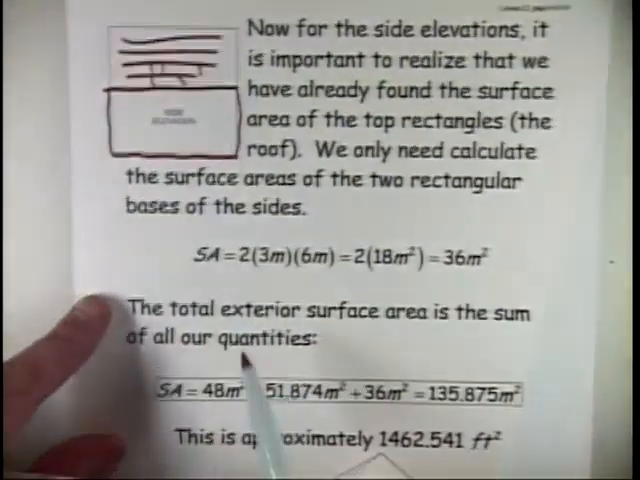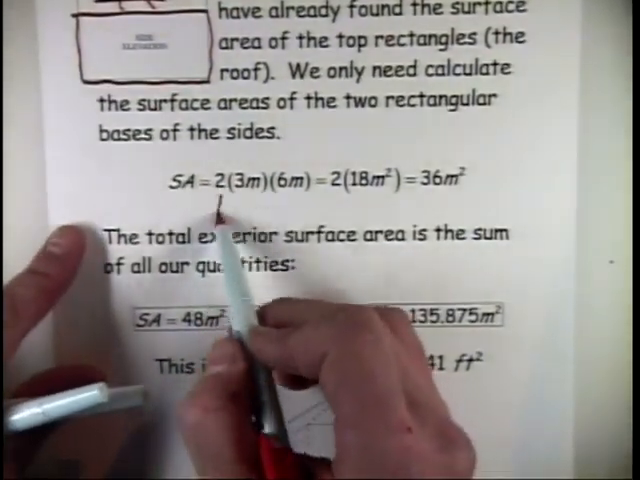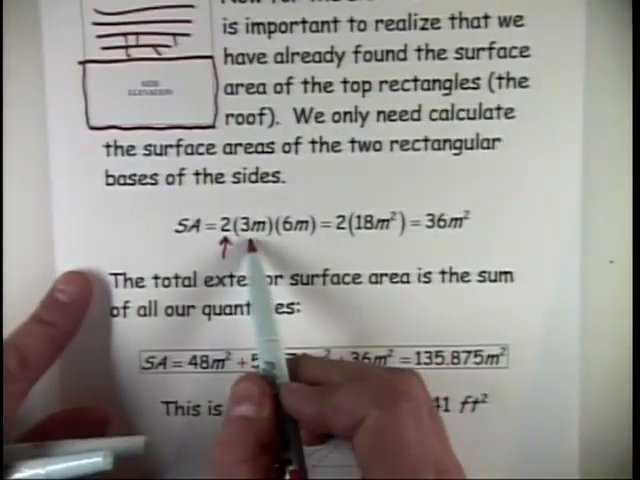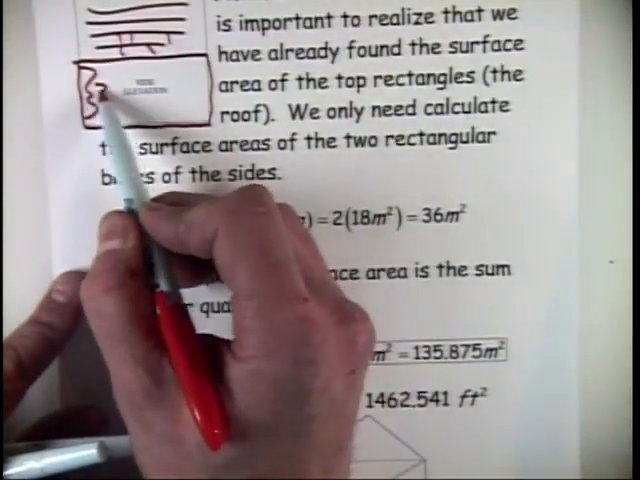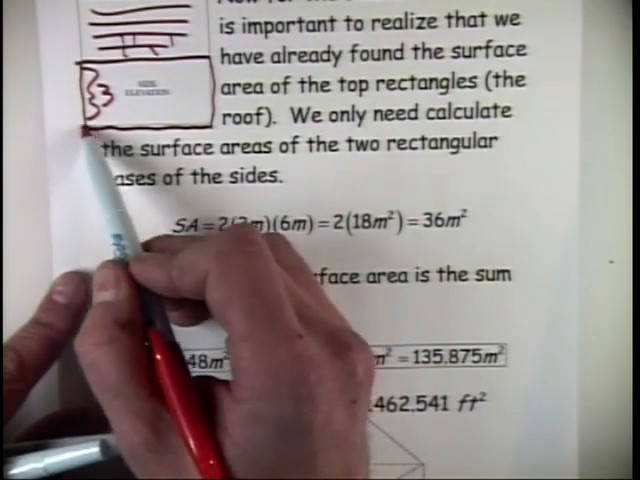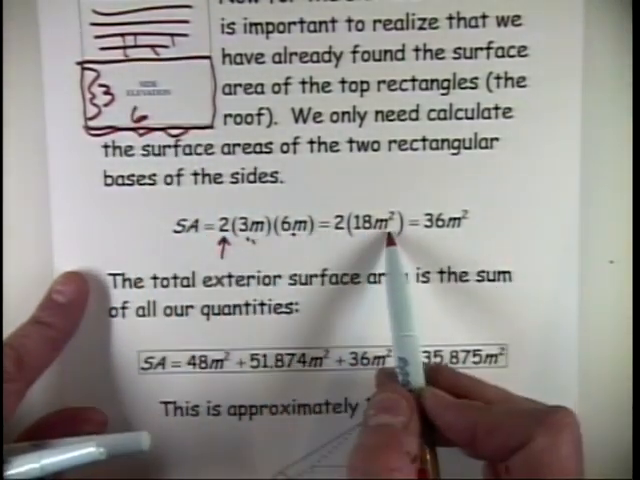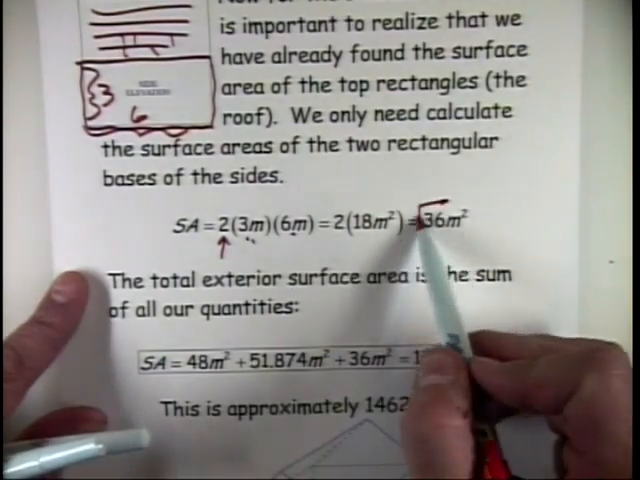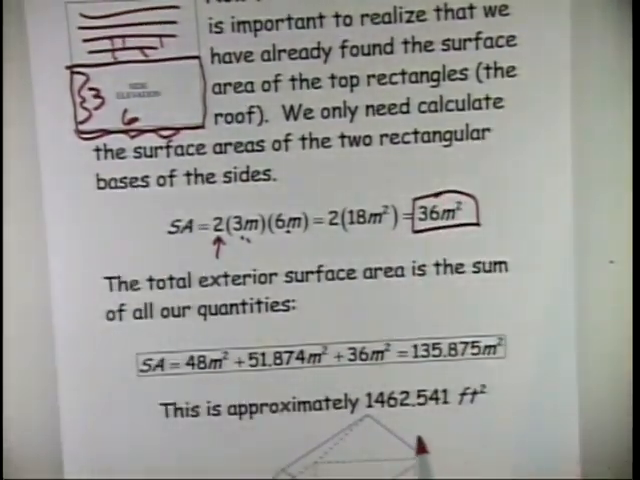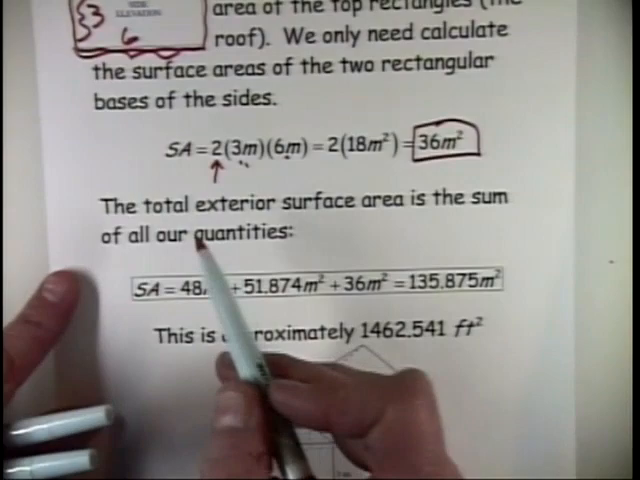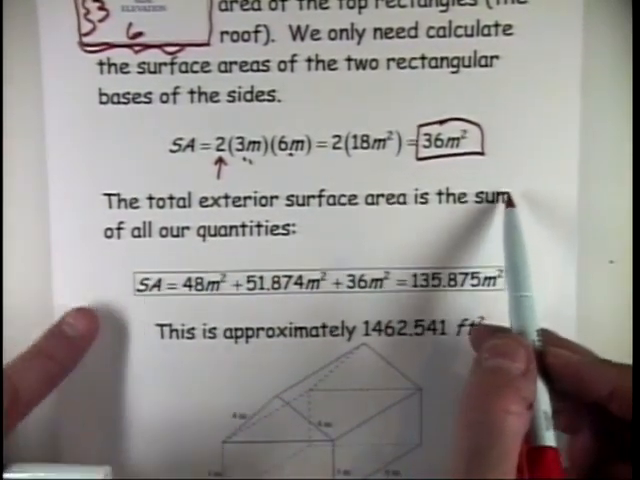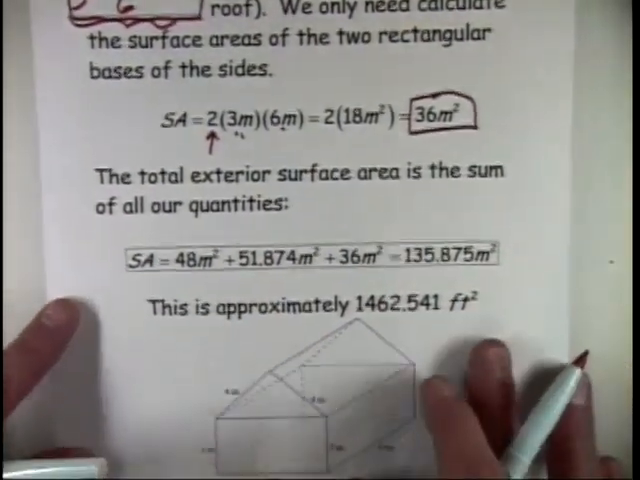There is 2 of them, 1 on each side, so the surface area is 2. It's just a rectangle, so it's 3, that was this height right here, 3 meters by 6, the other dimension. It was 6 meters deep, and I get 18 meters squared, double to get 36. So now I've basically found the area of all the components. So the total exterior surface area is nothing more than the sum of all our quantities that we found.